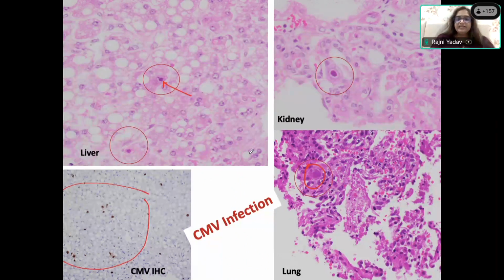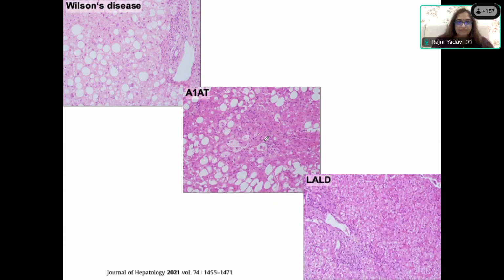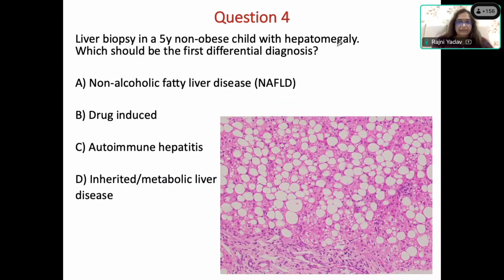So that's a disseminated CMV infection. This patient actually expired. So these are the post-mortem biopsies from the different organs since he had a fulminant and disseminated infection. Now in children, and also in adults, Wilson's disease can present with a steatotic pattern, and alpha-1 antitrypsin and lysosomal acid lipase deficiency in children can show a steatotic pattern. Other than that, there is a huge list of genetic diseases which can cause that pattern.